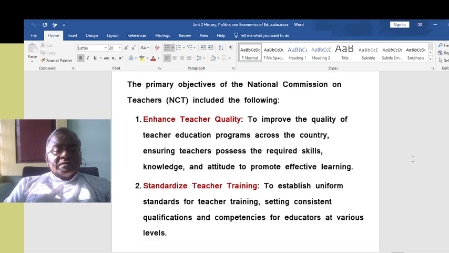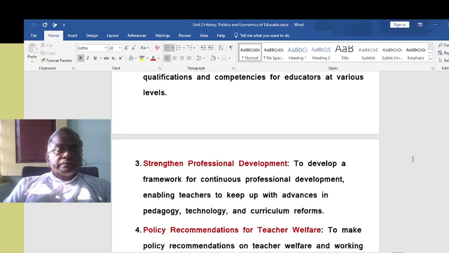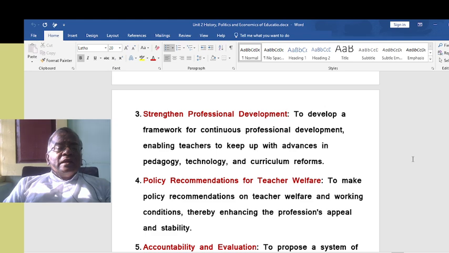Standardized teacher training. This is the important contribution of this NCT. Standardizing teacher training. To establish uniform standards for teacher training, setting consistent qualifications and competencies for educators at various levels. Now strengthen professional development. To develop a framework for continuous professional development, enabling teachers to keep up with the advances in pedagogy, technology and curriculum reforms.